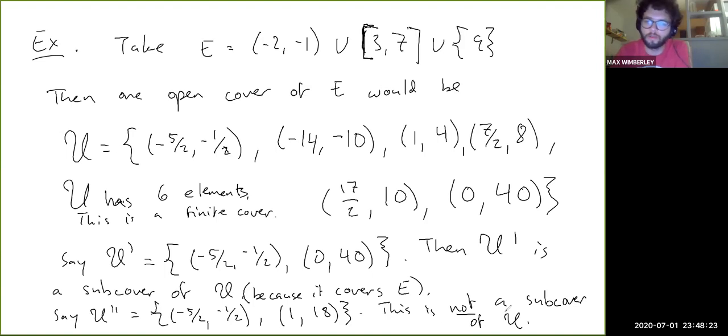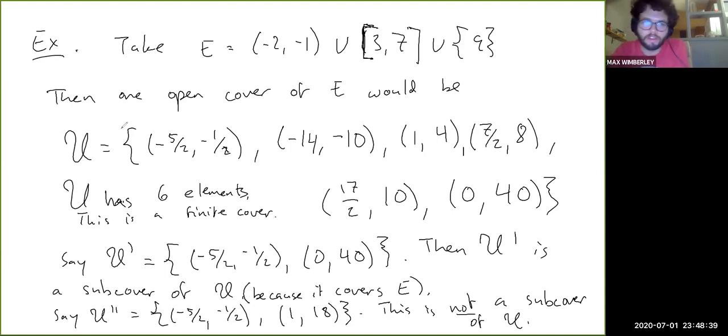So it's not an open subcover. It's not a subcover. It does cover E, which is nice, so it is an open cover. U double prime is an open cover of E, but it's not a subcover of U. So hopefully you're getting the hang of this.